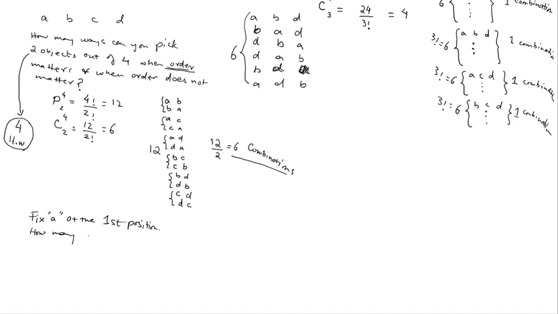How many ways can you pick? Okay, what objects do you have? A, B, C, D? Yes, sir. Okay, that's the first thing. The second thing is you fix A at the first position. And in how many ways can you pick the remaining two, right? Yes, sir. Because you have to pick 3 total.